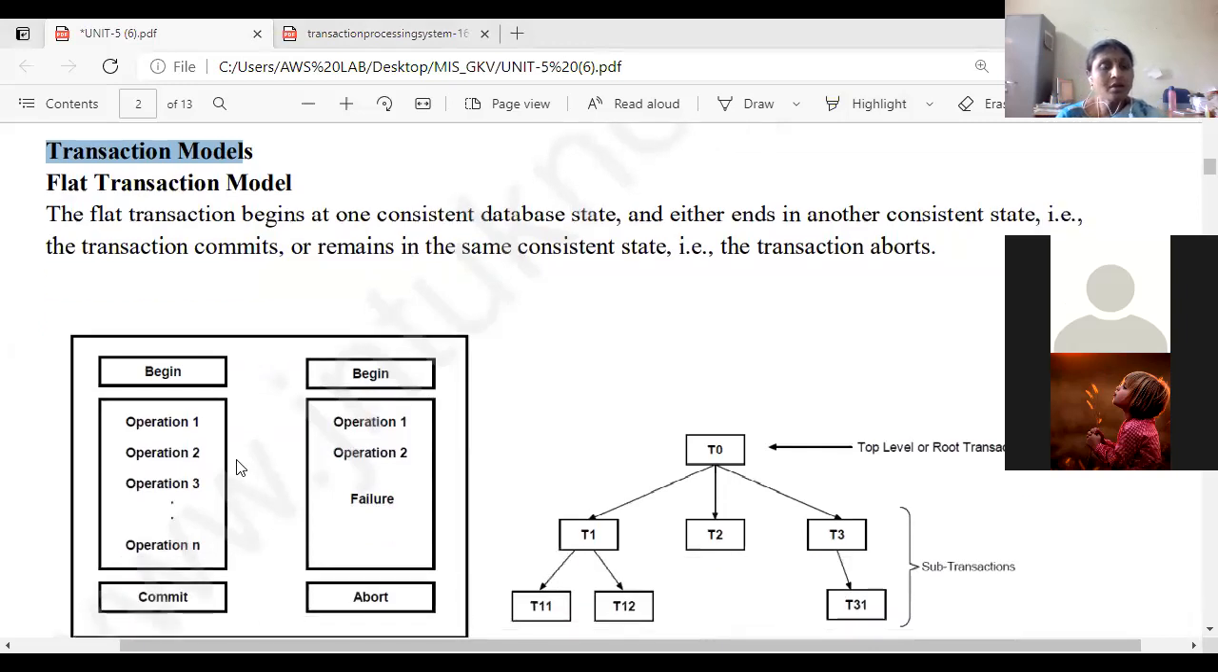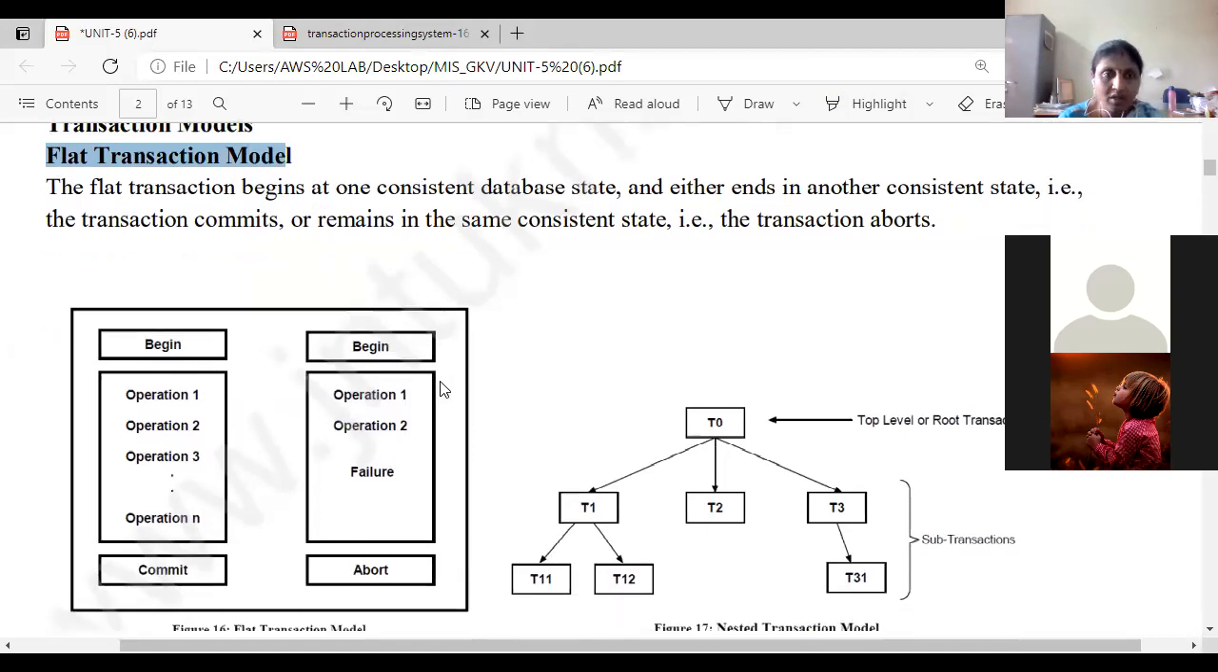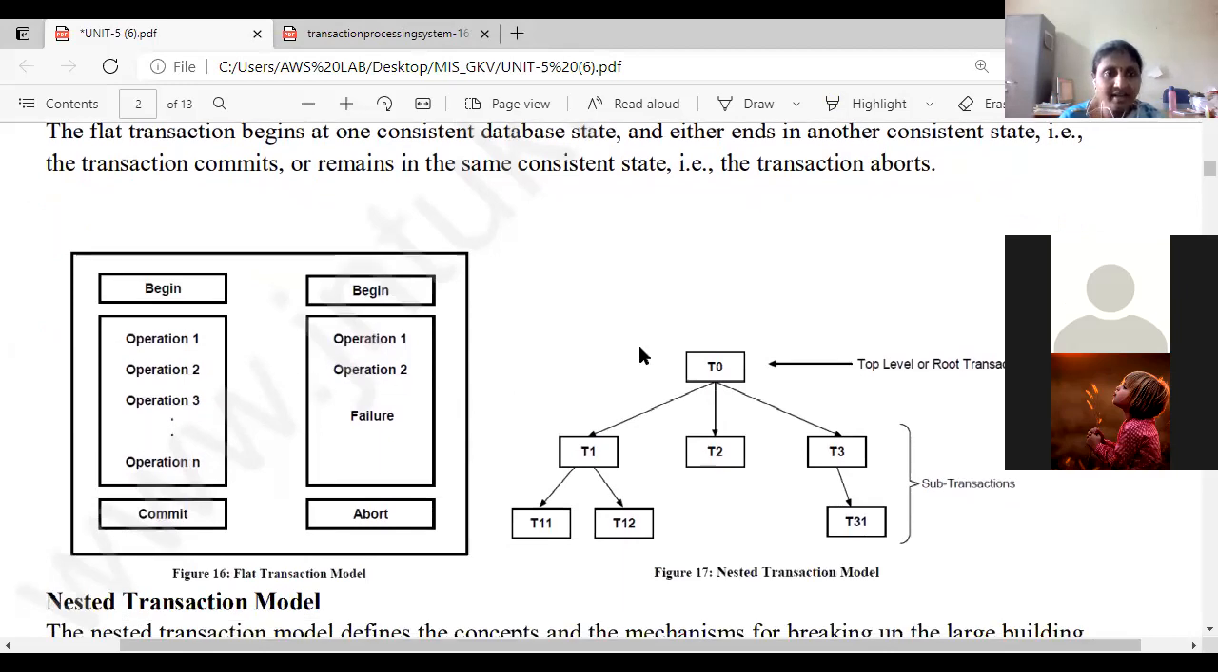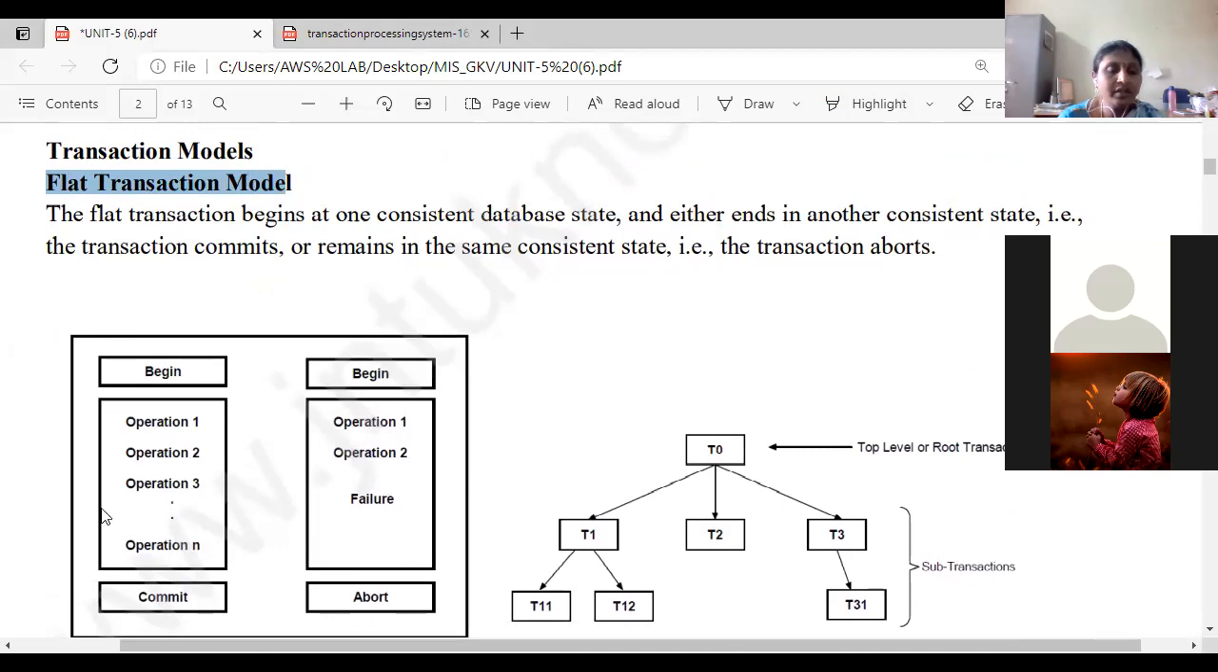So the first one is the flat transaction model. What is a flat transaction model? How are the transactions going to occur in this flat transaction model, and what is the basic diagram for it? This is similar to transaction management in your DBMS. There we write begin, then the number of operations to be done: operation 1, operation 2, operation 3, and so on. Then we write commit. In some cases, it will commit the transaction, or abort. That means we undo all the operations which we have written in the block. The block of transactions is going to be undone.